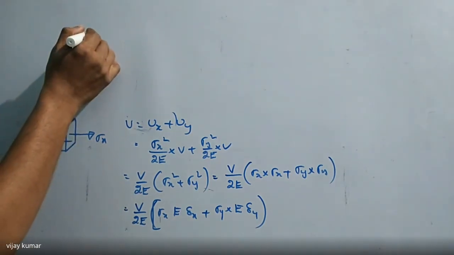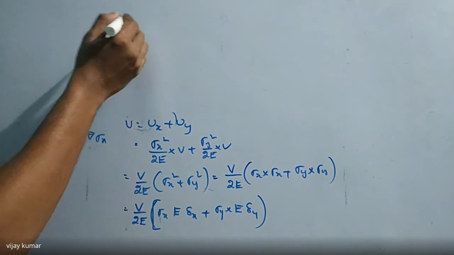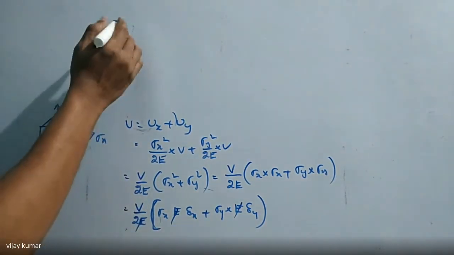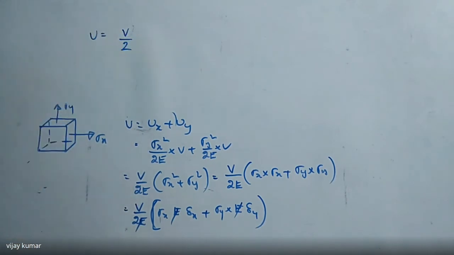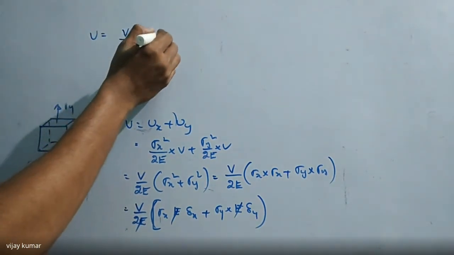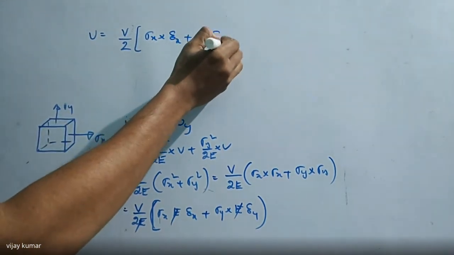Strain energy is equal to, so E into E is common. So here E, both are cancelled. So we can write here V by 2 into sigma x into epsilon x plus sigma y into epsilon y.